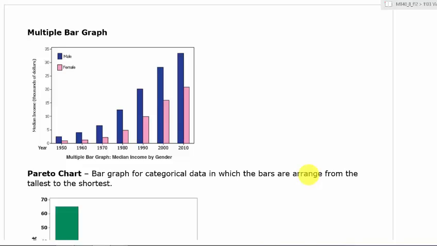The next graph, a multiple bar graph. So this is nice when you're comparing two different populations. So here we're comparing male and female median income. And so we can see that there is a difference, right? The male median income is higher overall than the female median income.